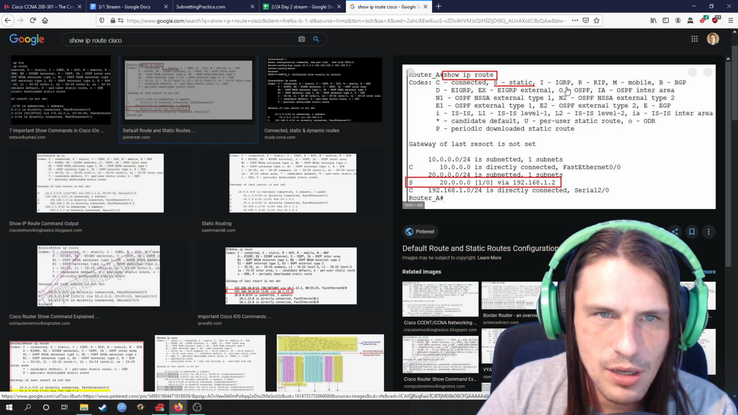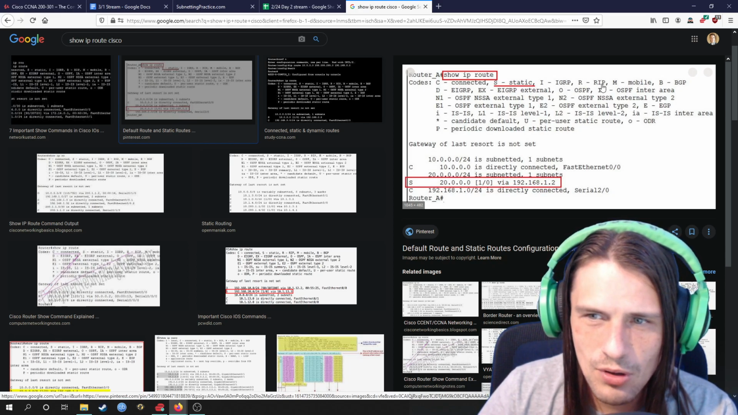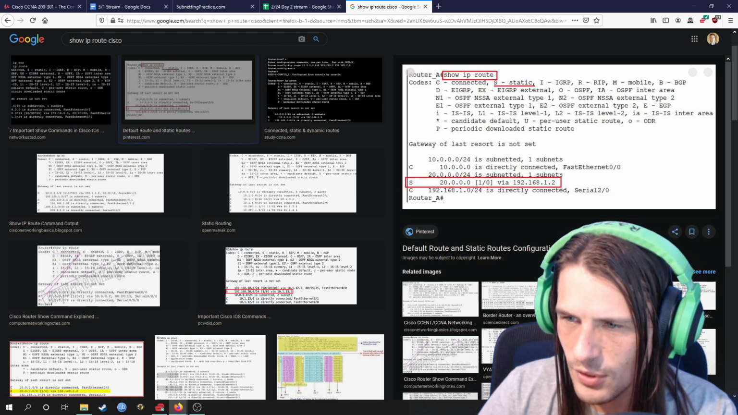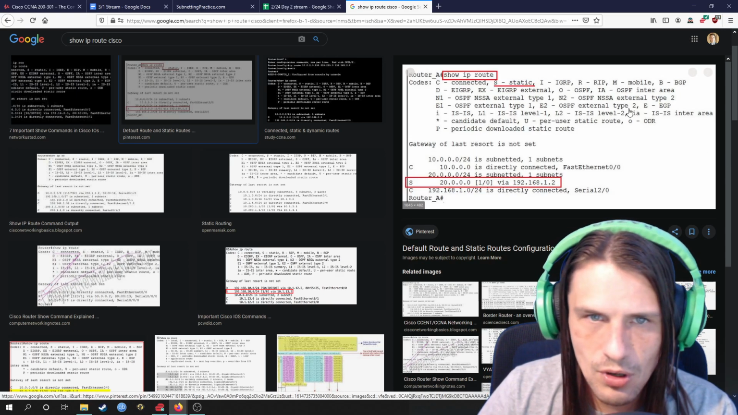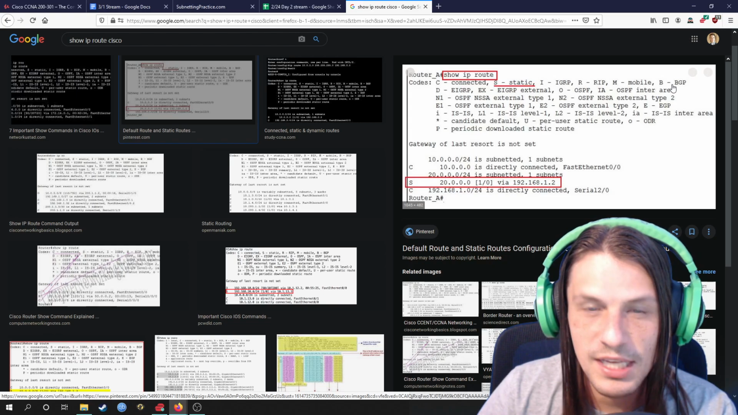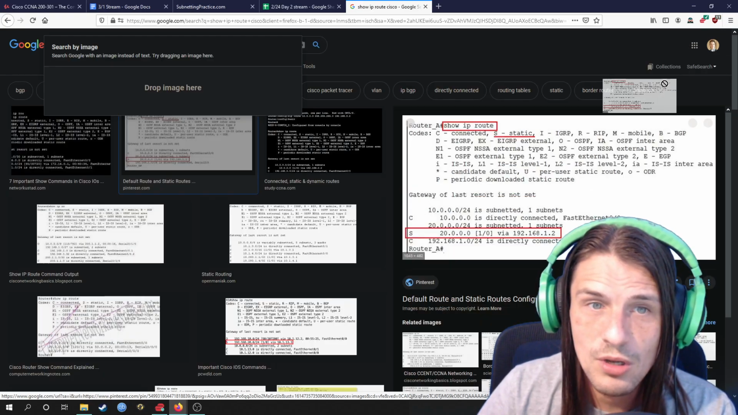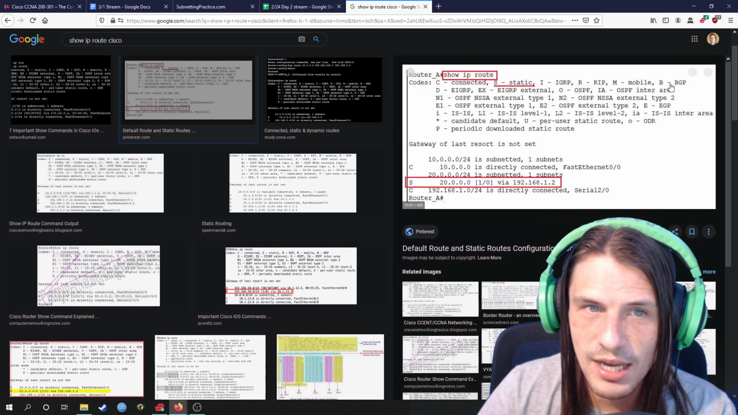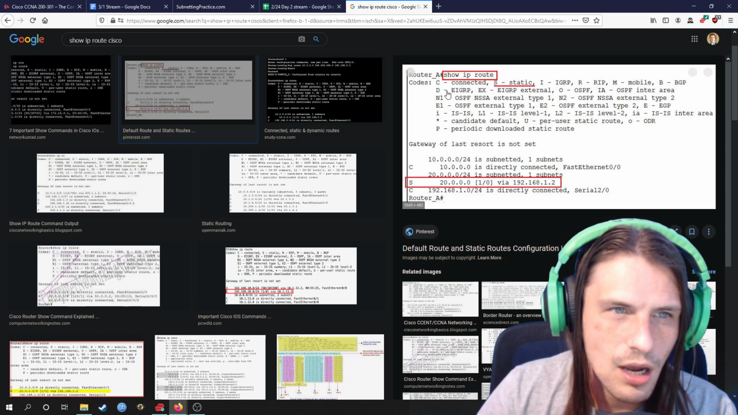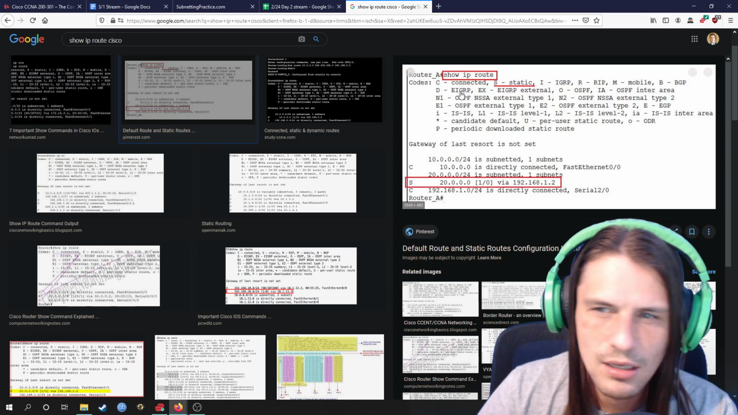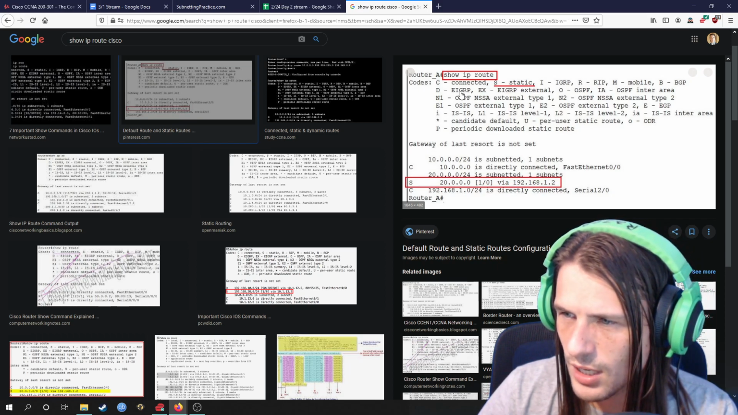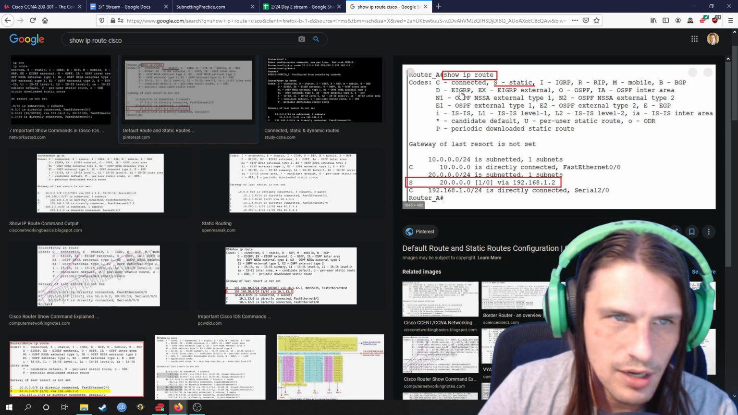Interior Gateway Routing Protocol. R is your RIP routing protocol, which stands for Routing Information Protocol. M is mobile, so that's its own thing. I haven't touched that yet. B is BGP, your Border Gateway Protocol. That would only work under an exterior, not an interior. EIGRP is the Cisco-only one, right? Yeah, the Enhanced Interior Gateway Routing Protocol.